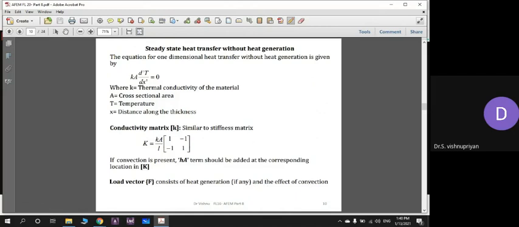So in structural cases, we know what the load vector is. It is simply the vector which tells you where the load is and how much the load is. In heat transfer problems, the load vector consists of heat generation, if there is any, and the effect of convection.